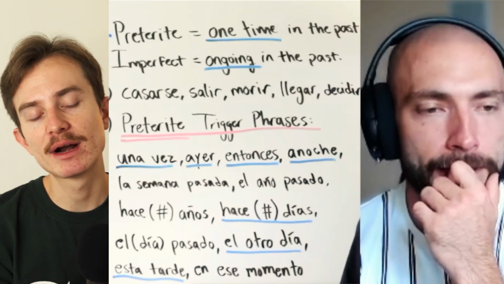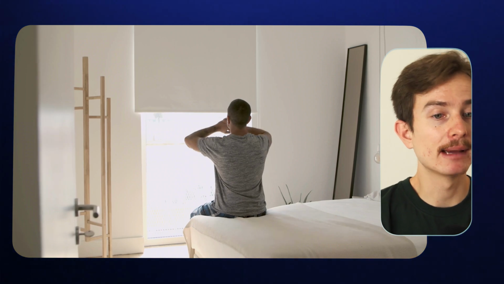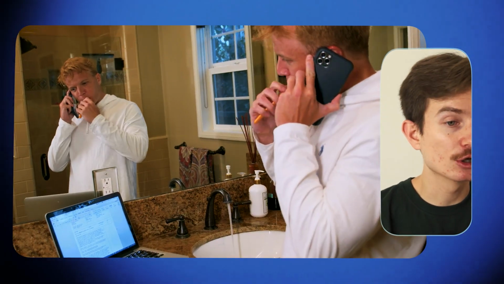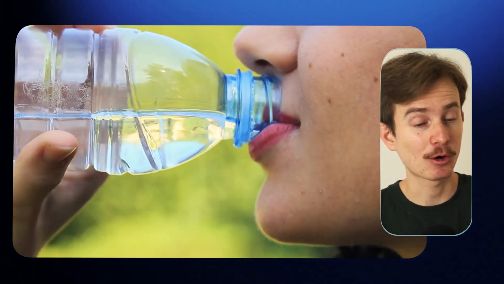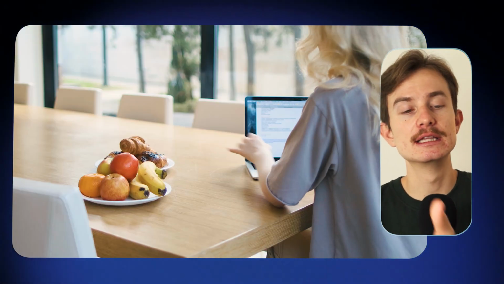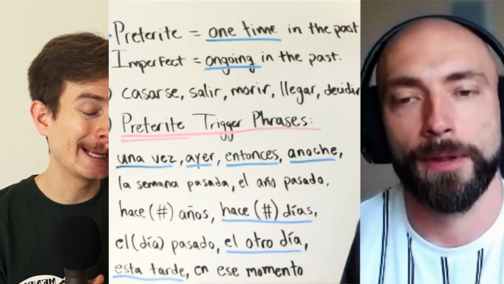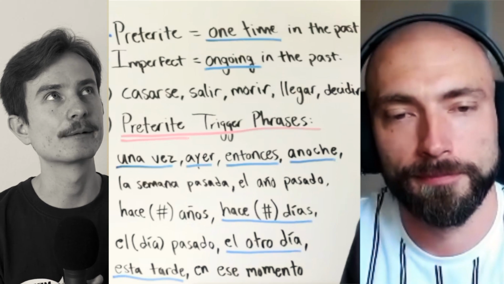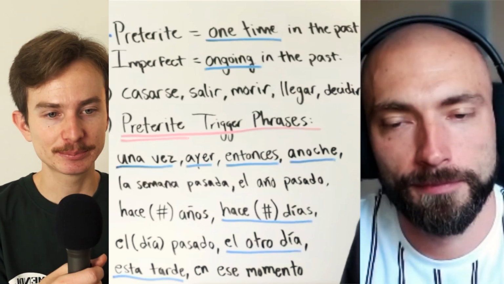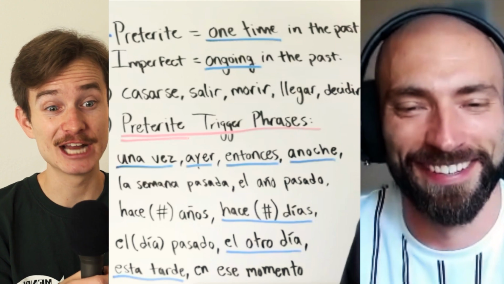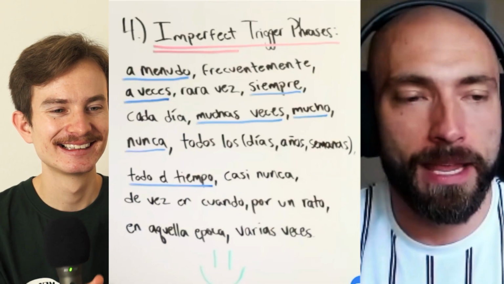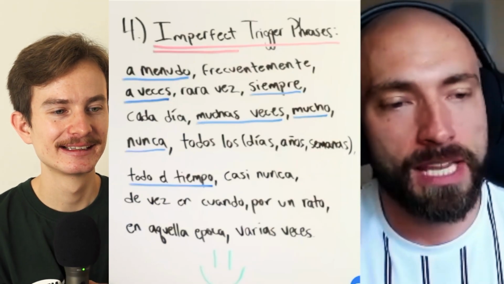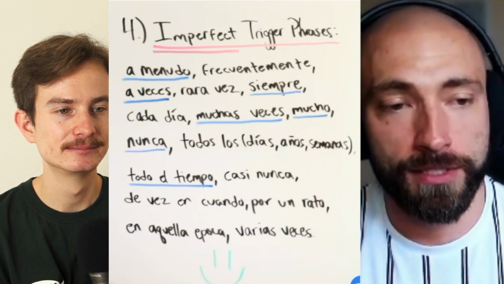If I'm telling you about what I did this morning, I would say, oh, me levanté, me lavé los dientes, tomé agua. These are all things in the preterite because I did them and they're done. It's not like I'd be like, oh, well, I feel like I'm using the preterite too much. Like, no, it all depends on what you're trying to say. Am I trying to say I drank water or I was drinking water? In the very beginning when I was learning Spanish, it was the same exact thing with ser and estar.